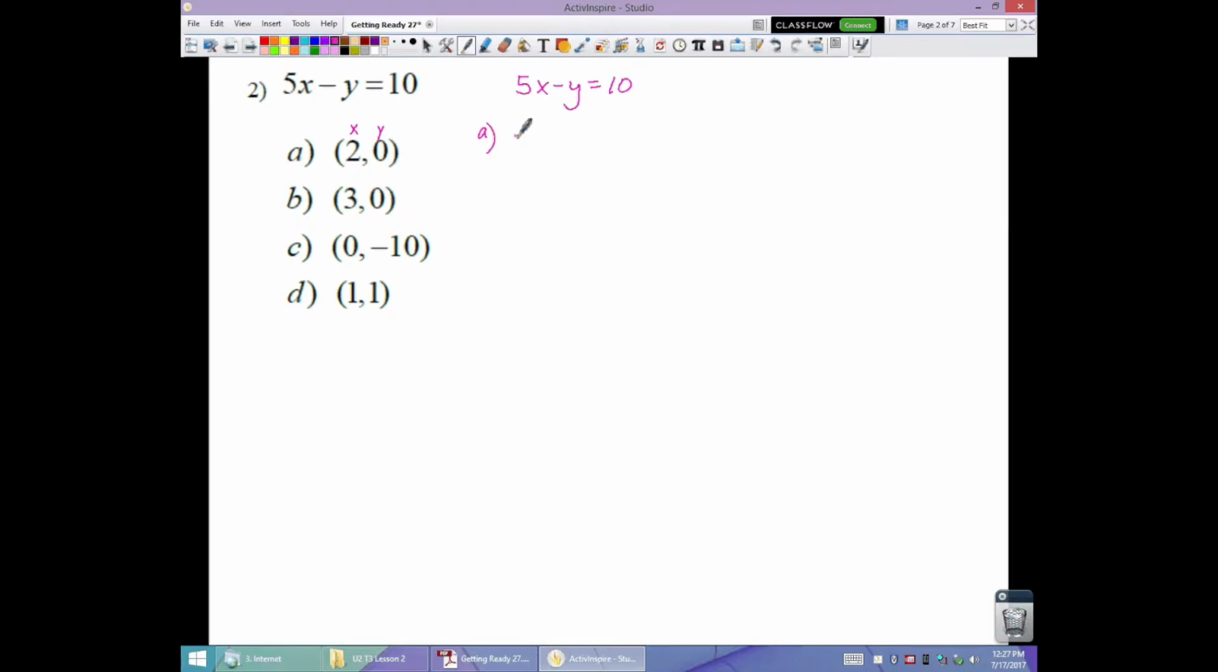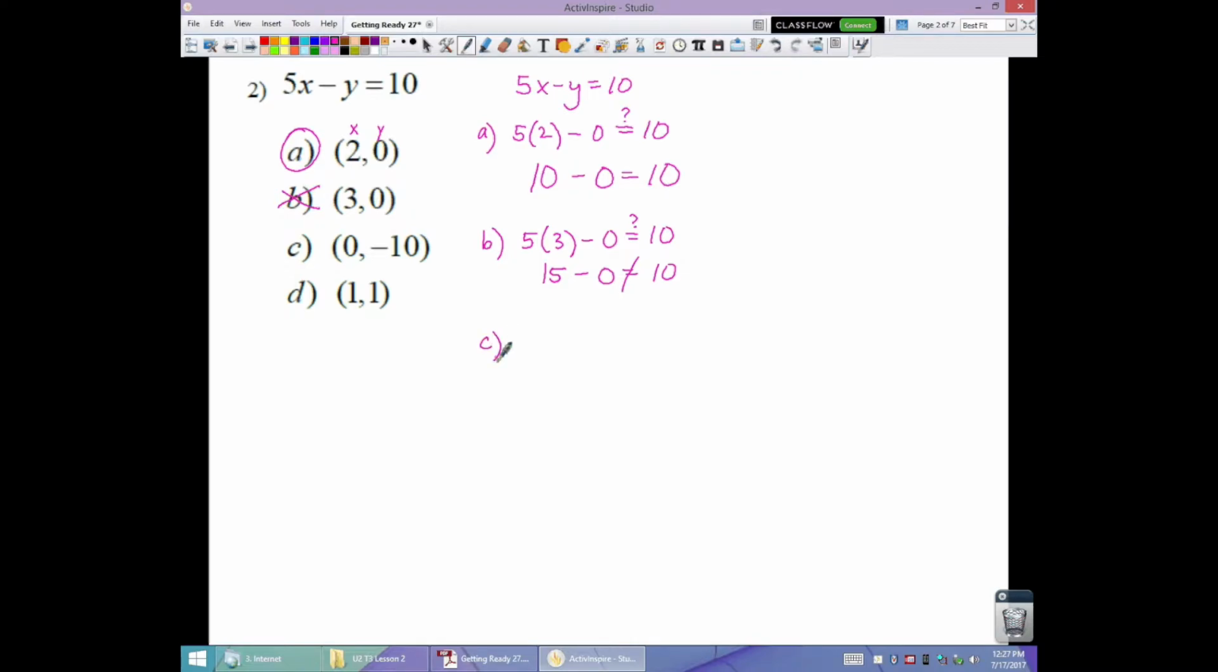So for part A, 5 times x is 2 minus y is 0. Is that equal to 10? Well, 5 times 2 is 10, minus nothing does equal 10. So that one worked. Choice B, if we substitute 3 for x and 0 for y, does that equal 10? 5 times 3 is 15, minus nothing is certainly not 10. So B does not work.